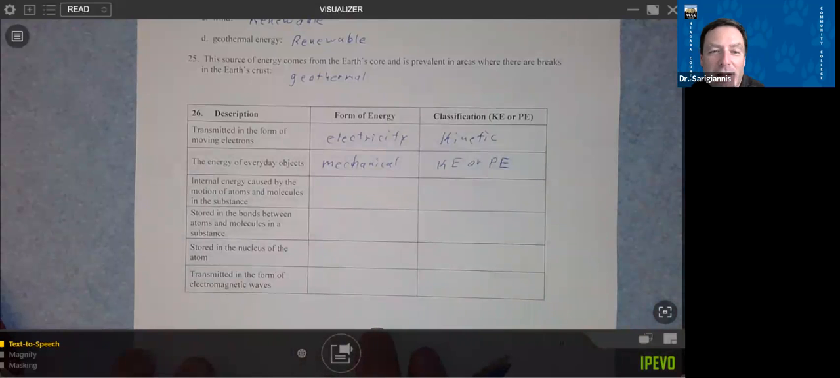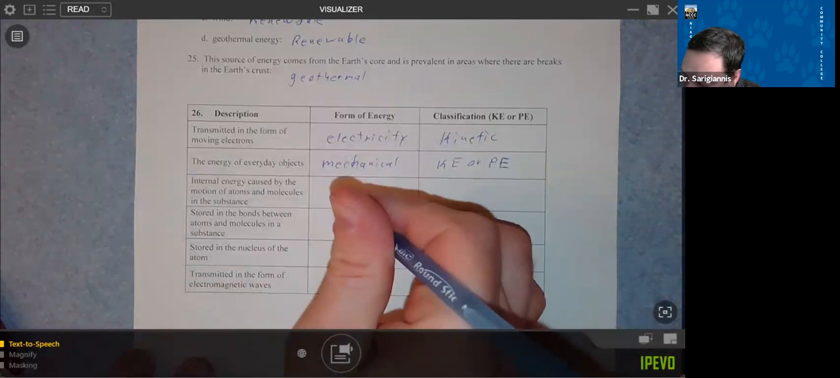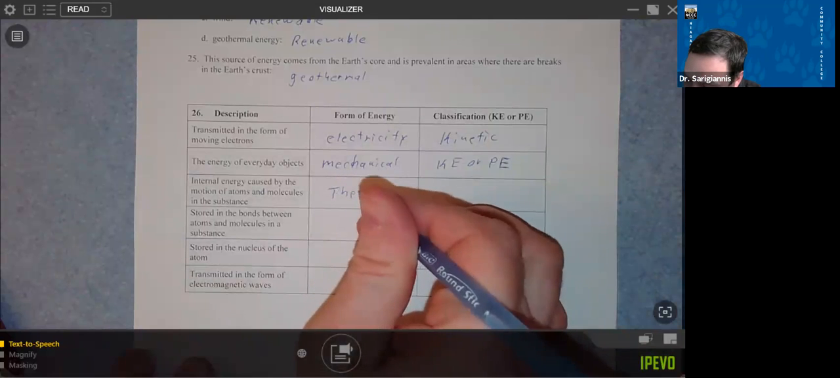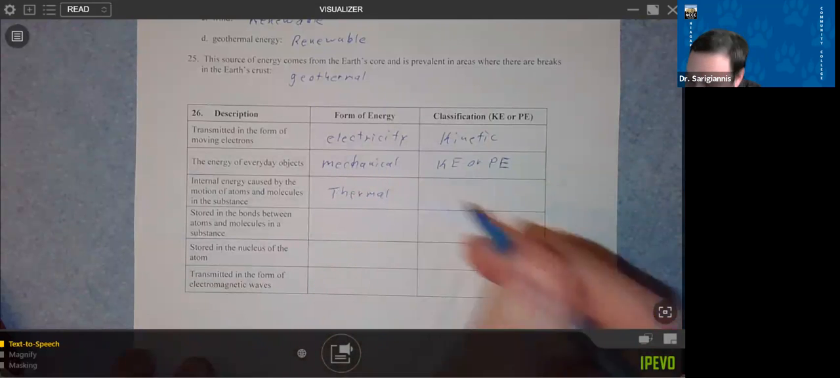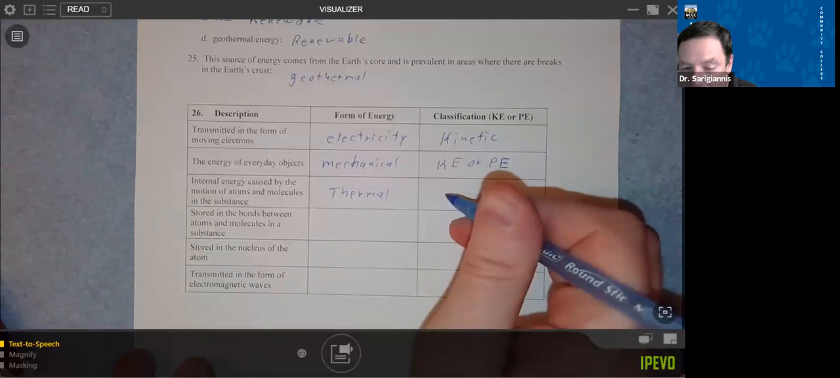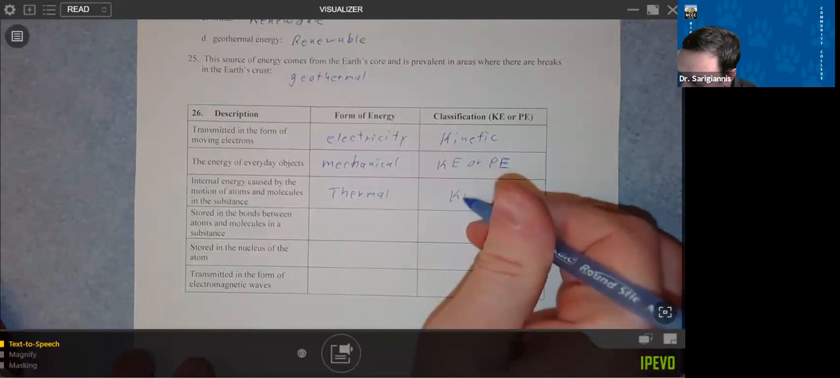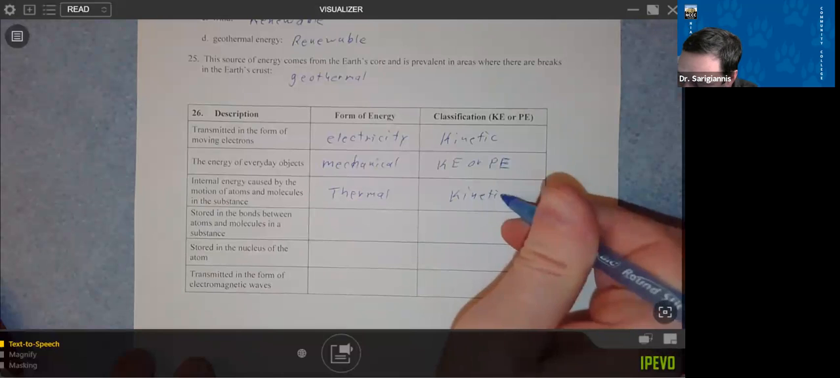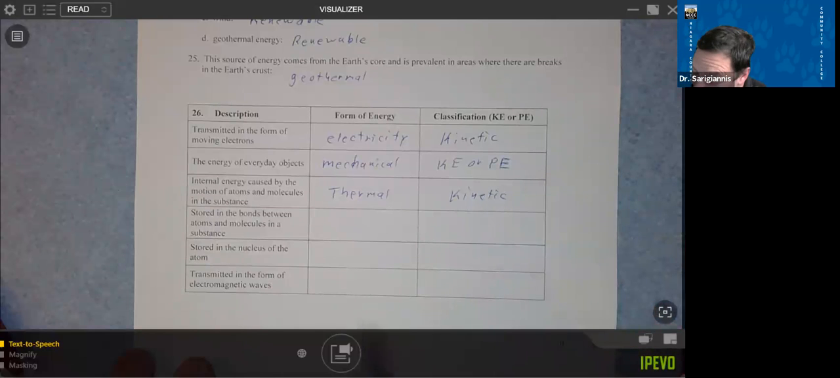Let's see. Internal energy caused by the motion of atoms and molecules in the substance. So think about that. Pause the video. All right. So this is thermal energy. And thermal energy is a form of kinetic energy. Right. So this is basically how hot something is. And it's atoms and molecules in motion.